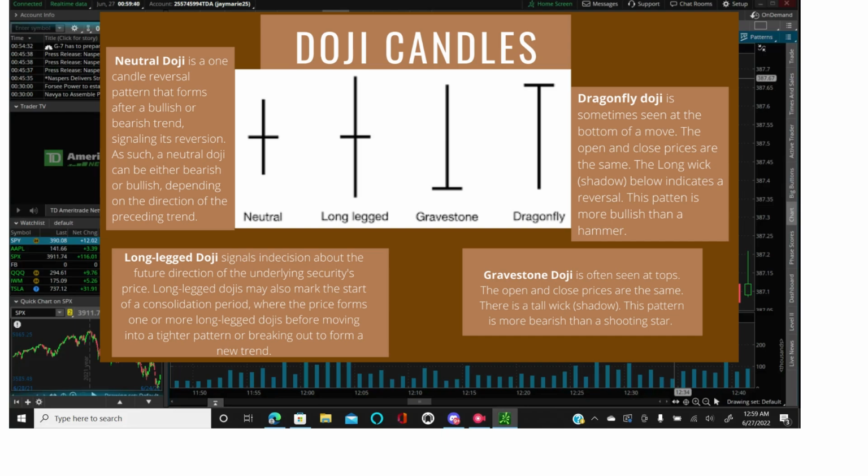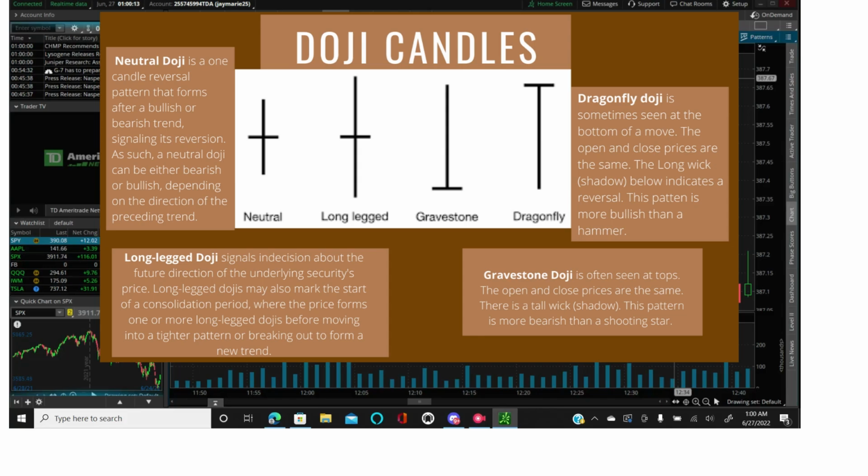Okay, so it can be either bullish or bearish. If the stock is in an uptrend and you see this neutral doji, it means if it was going up, it's going to possibly reverse to the downside. Now, if it was already going down and then you see the neutral doji come at the support, it's saying that it's going to reverse back to the upside. So it can be either way. It just depends on what direction the stock is going.